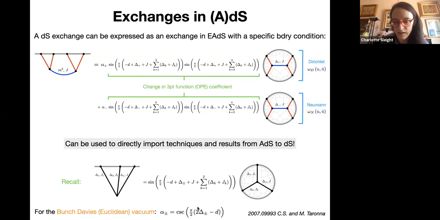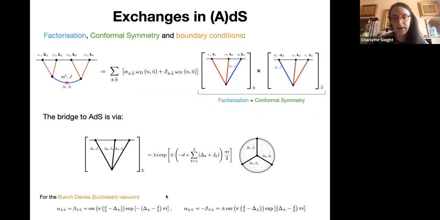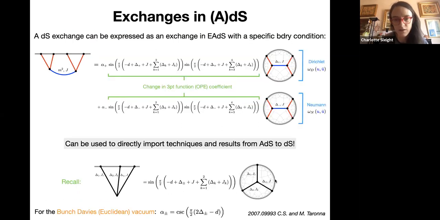So you obtain this by simply applying this procedure that I just described for these coefficients alpha and beta here on the previous slide to get this decomposition. Are there any questions about this point?